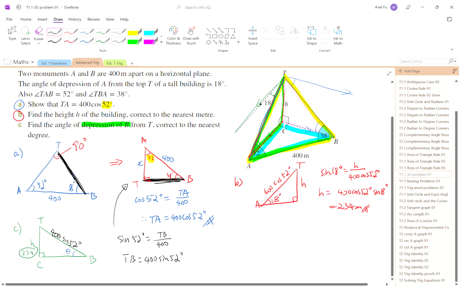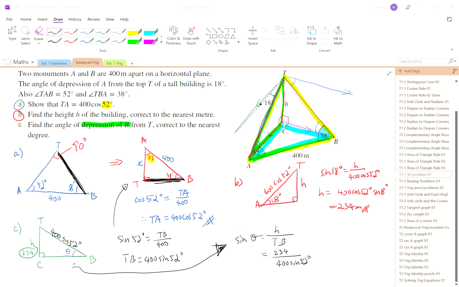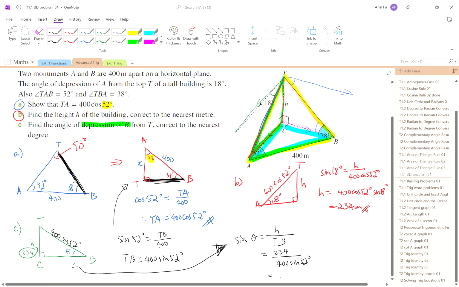And now if I were to look for my angle theta, then theta can be easily done, because, this is sine, it's opposite, okay? Sine of theta equals opposite over hypotenuse, which means it is 234, which I just found in part B, over TB, which is 400 sine of 52 degrees. Okay, once you put that in your calculator and do sine inverse of that, you're going to get theta equals 48 degrees to the nearest degree.